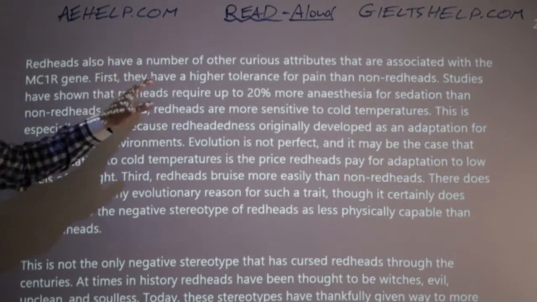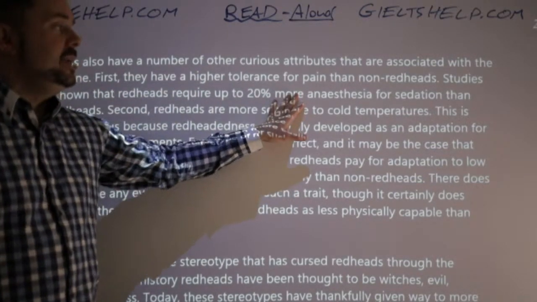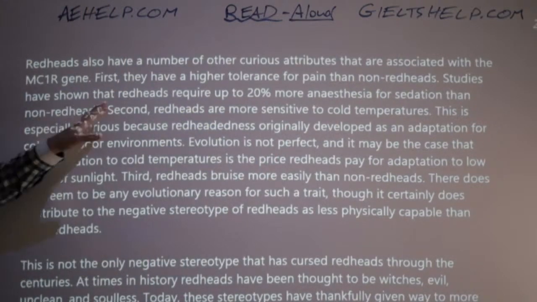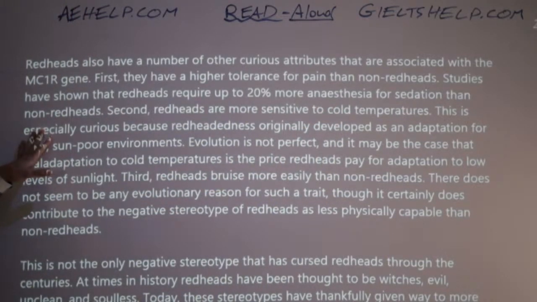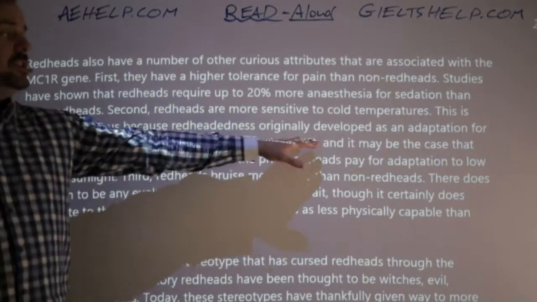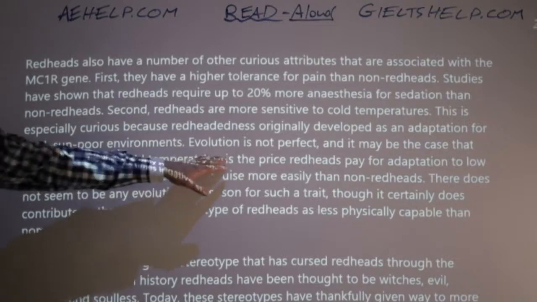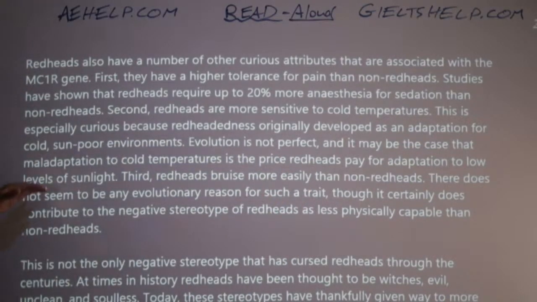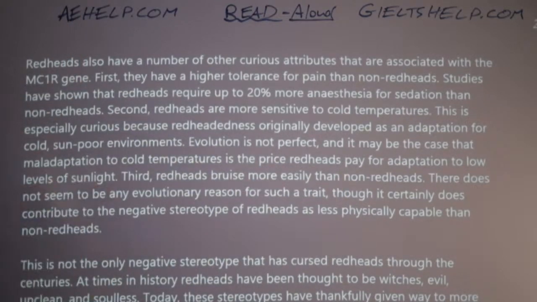Redheads also have a number of other curious attributes that are associated with the MC1R gene. First, they have a higher tolerance for pain than non-redheads. Studies have shown that redheads require up to 20% more anesthesia for sedation than non-redheads. Second, redheads are more sensitive to cold temperatures. This is especially curious because redheadedness originally developed as an adaptation for cold, sun-poor environments. Evolution is not perfect, and it may be the case that maladaptation to cold temperatures is the price redheads pay for adaptation to low levels of sunlight.